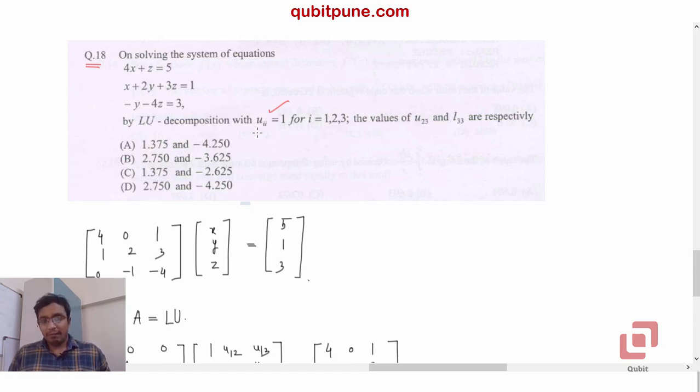Now they have actually given us that the diagonal entries of the matrix U are equal to 1. Let us first write the given system of equations in the matrix form and then try to obtain the values. First equation is 4x plus 0y plus z equal to 5. So the first row in the coefficient matrix will be 4 0 1, right hand side 5, second 1 2 3 1, third 0 negative 1 negative 4 3.